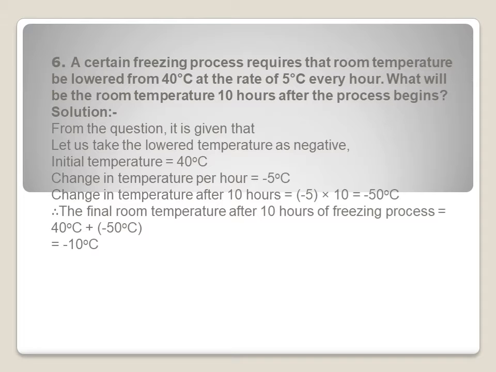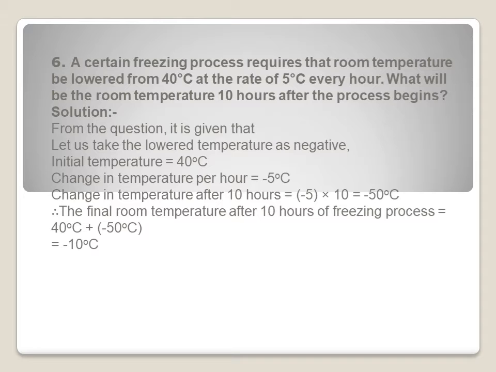So what the statement of the question says here, a certain freezing process. A freezing process means where the temperature has to be decreased. So where is it decreasing? In a room. And how much is it decreasing? It is starting when the temperature is 40 degrees. Before that the temperature should be 40 degrees, means the starting point temperature is 40 degrees centigrade.